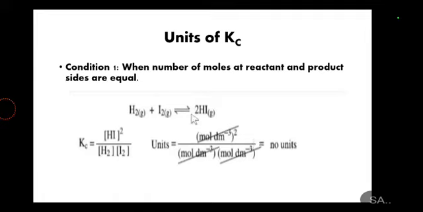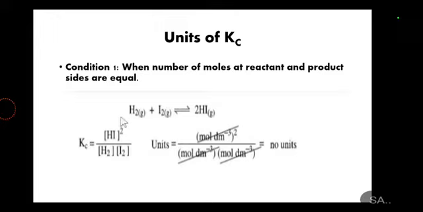Now we'll see the units of Kc. So there are two conditions. First, case 1: when the number of moles of reactants is equal to the number of moles of products. That is, when the number of moles on the reactant and product sides are equal, then the equilibrium constant will bear no unit. No unit will be there when the number of moles of reactants is equal to the number of moles of products.